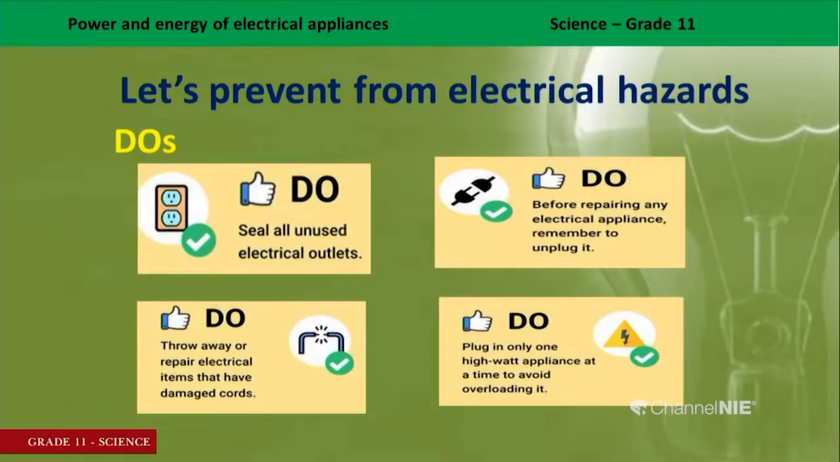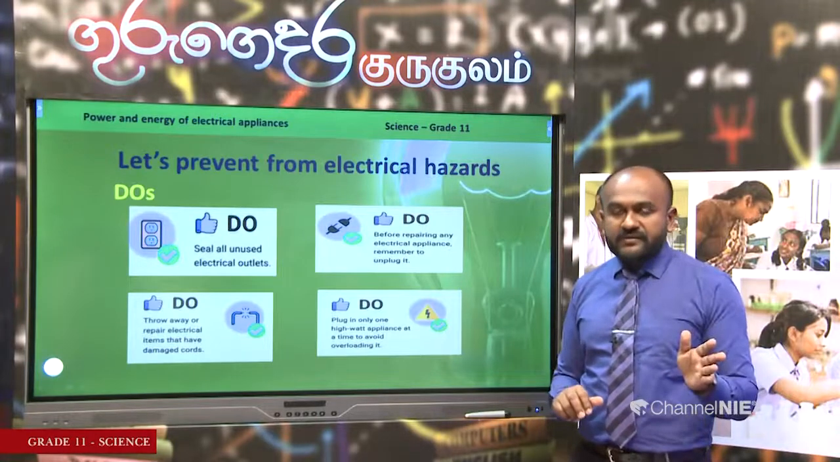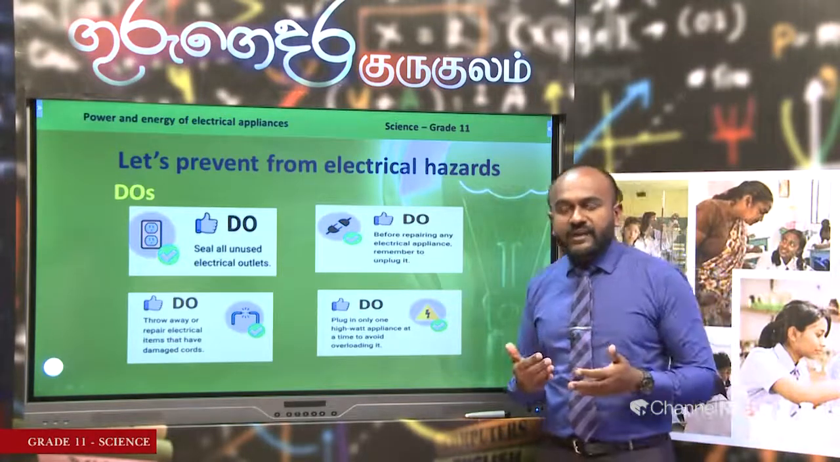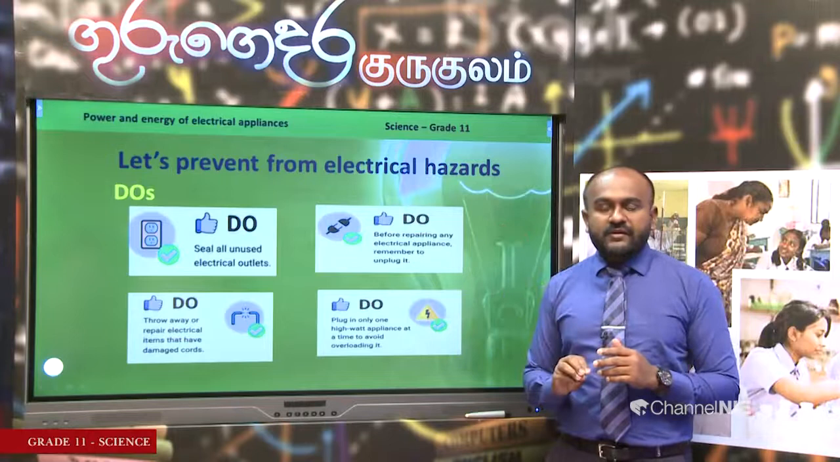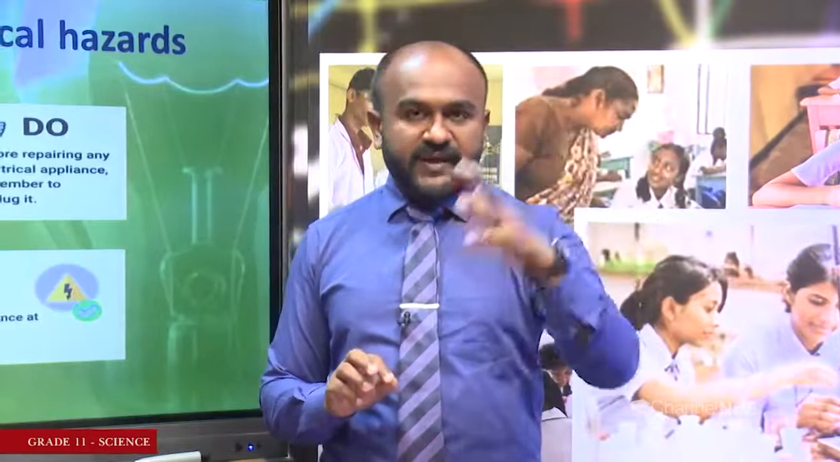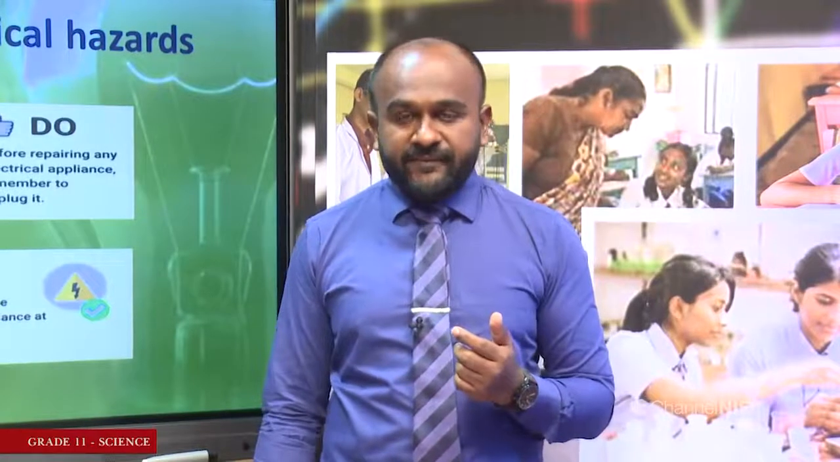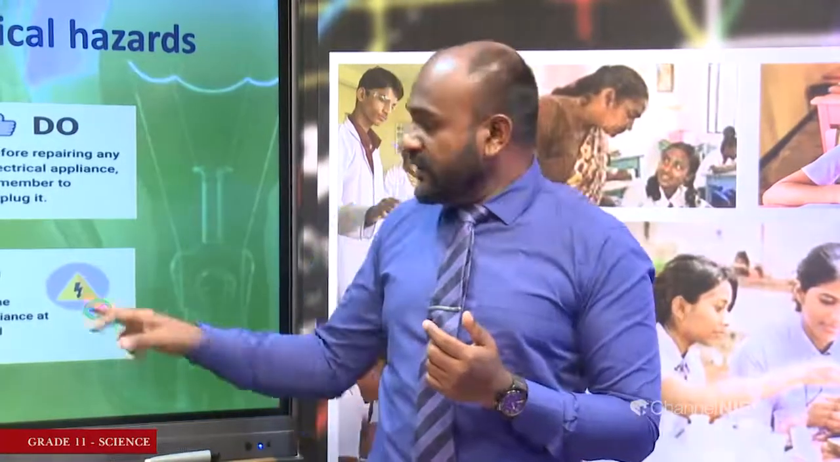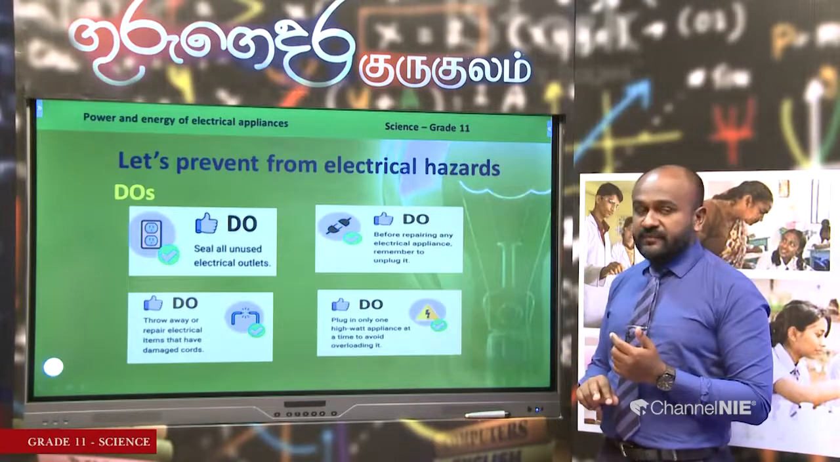Plug in only one high watt appliance at a time to avoid overloading it. Nowadays, of course, multiplugs are banned, you can't use multiplugs, but still there are instances where we are using multiplugs, because we connect many devices to one socket. We should not do it. Then all these devices draw current from the supply, and it can heat up things and even cause a fire. That is why we should not make this mistake. Plug in only one high watt appliance at a time to avoid overloading it. Keep that in your mind.